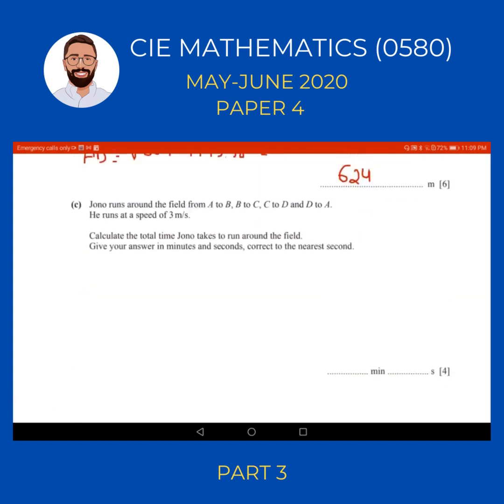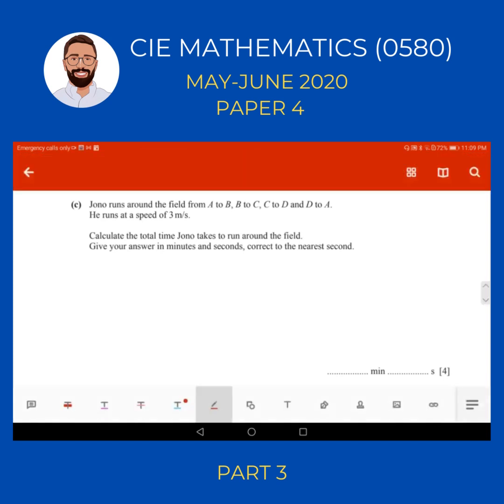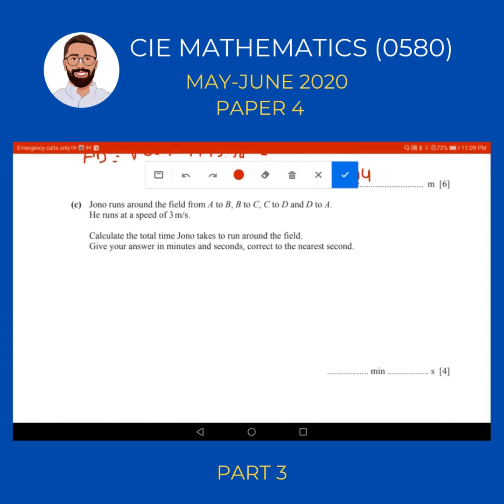Now in part C, it says Jono runs around the field from A to B, B to C, C to D, and D to A. He runs at a speed of 3 meters per second. Find the total time Jono takes to run around the field. Give your answer in minutes and seconds, correct to the nearest second.